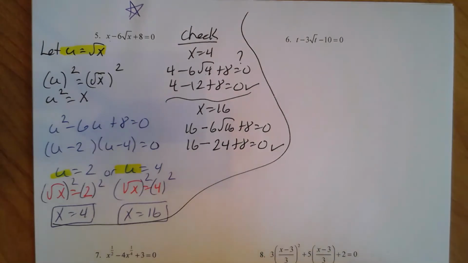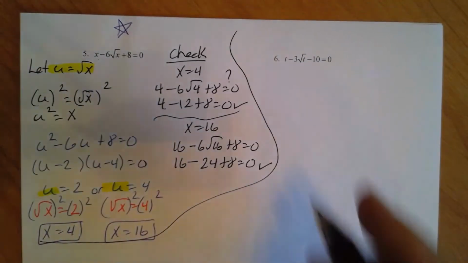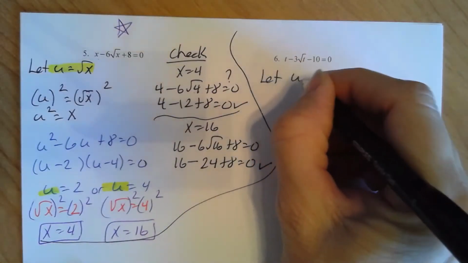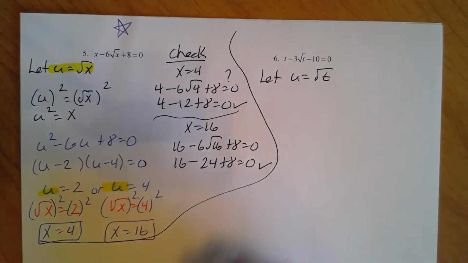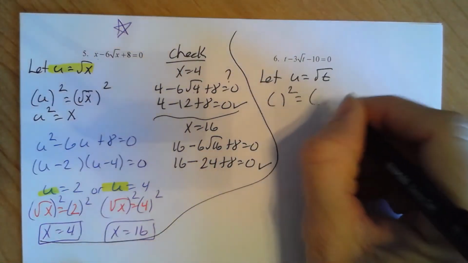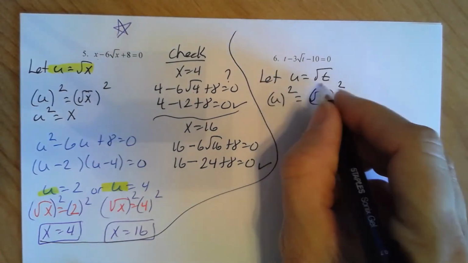Alright, so let's look at number 6. We have t minus 3 square root of t minus 10 equals 0. We're going to start off the same exact way. We're going to say let u equal the middle variable piece, which is the square root of t. Then we're going to square the left and square the right to see if we get the first variable. So we're going to take this equation and square both sides.